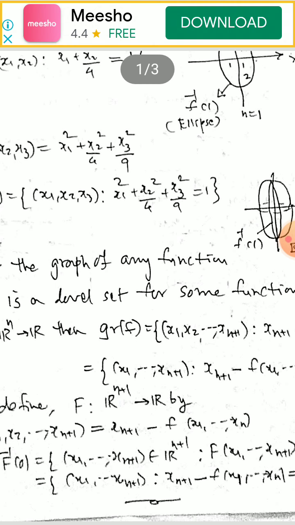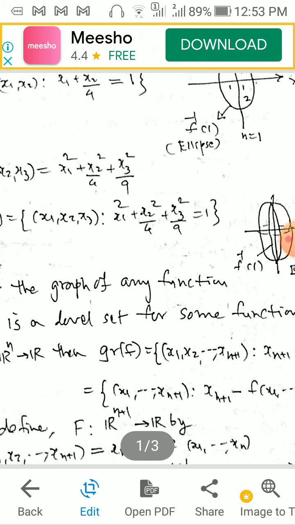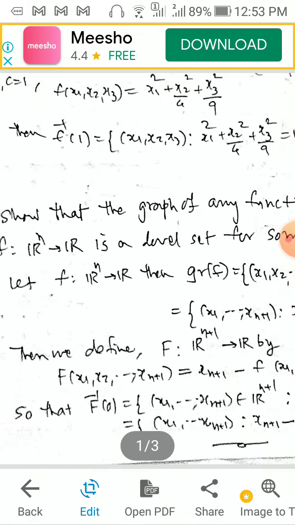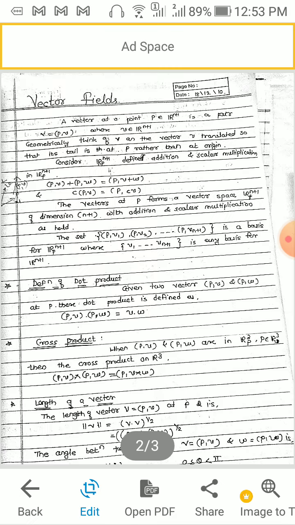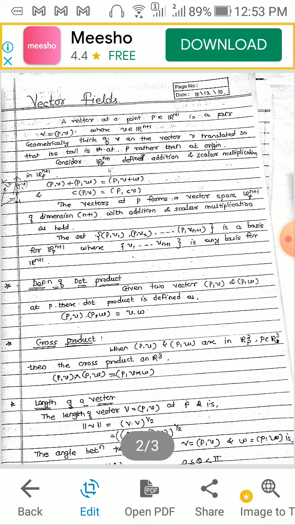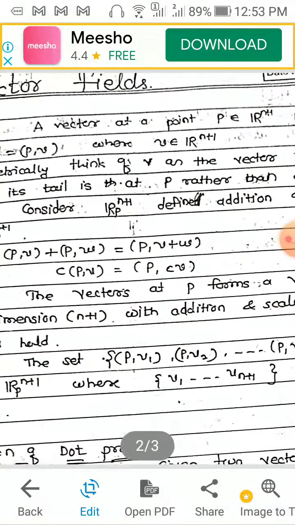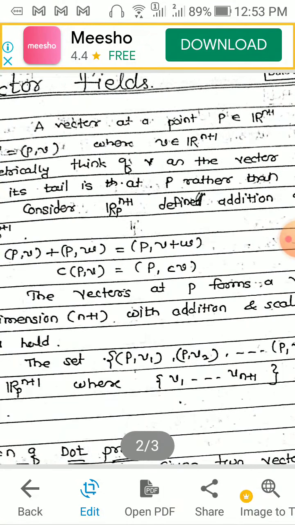Now we shall start with the second chapter, that is vector fields. So let us start with that topic. First of all, we shall define a vector in Rn+1. See the dimension.